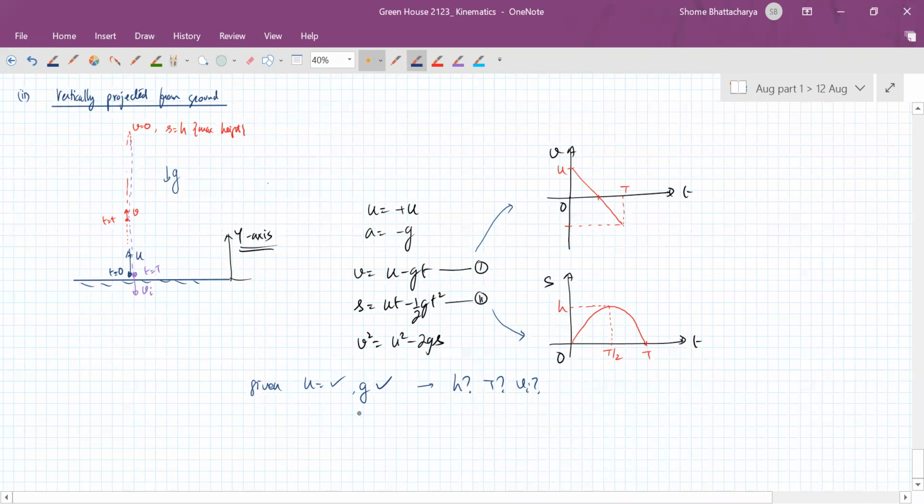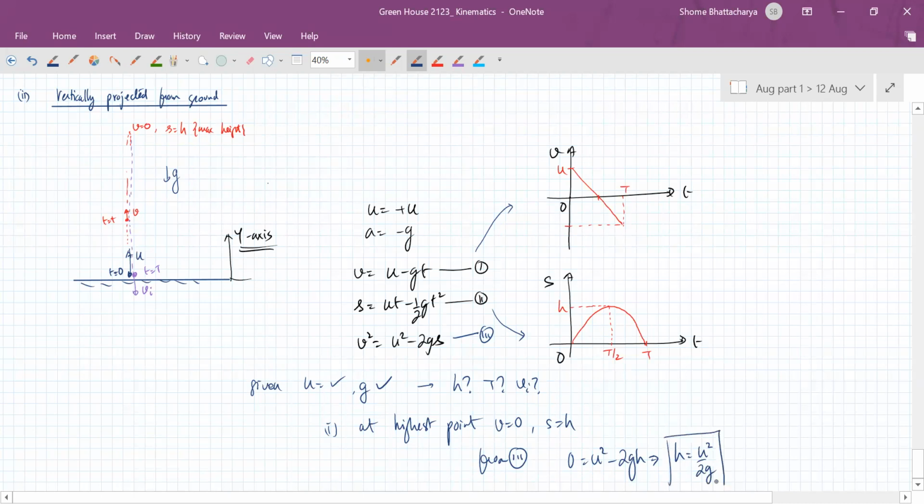Okay, so let's see this. You can see that first of all, at the highest point, instantaneous velocity will be 0 and the displacement will be equal to h. So from equation 3, this equation here, put v as 0. So you get the maximum height equal to u square by 2g. This is the formula for it.